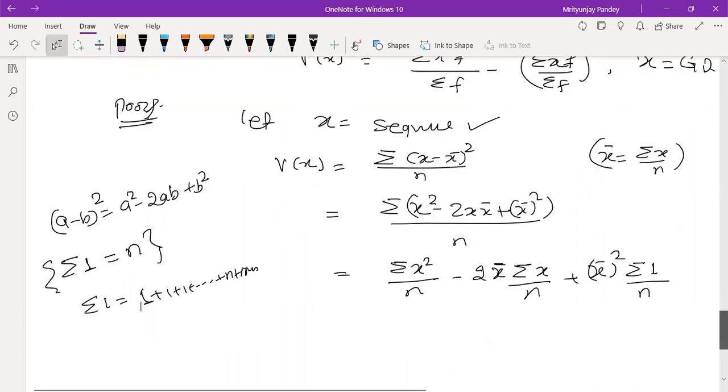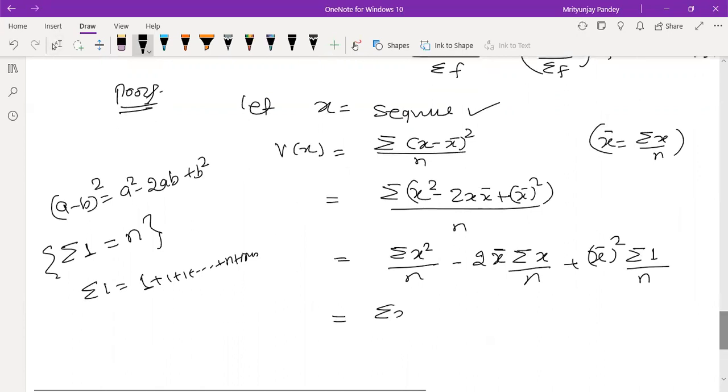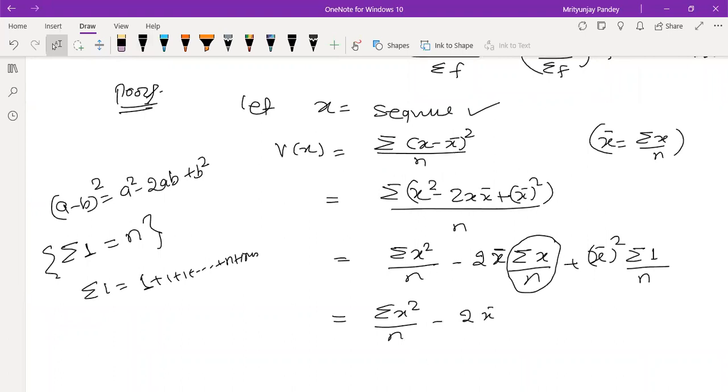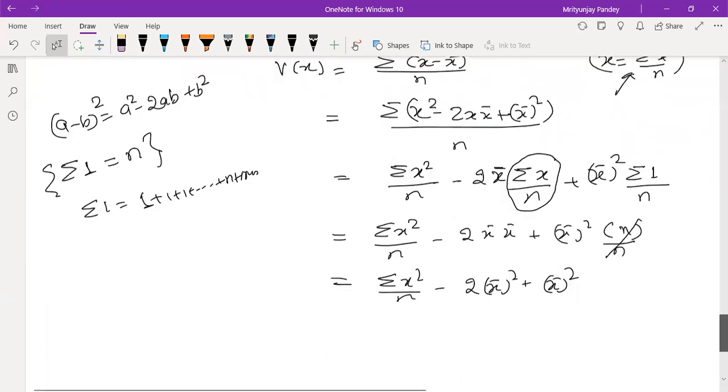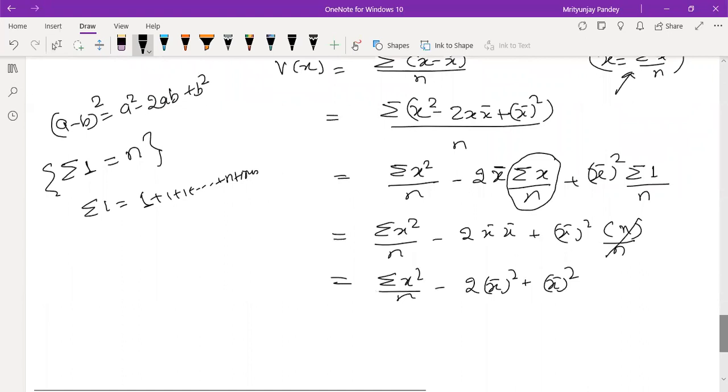In the next line you can write x square upon n minus 2x bar, and here you can see that this is once again the formula of x bar. So this is x bar the whole square, and summation of 1 is n divided by n, and they cancel. So next line, x square upon n, minus 2 x bar the whole square, plus x bar the whole square. Here 2 x bar whole square is with minus and x bar the whole square is with plus, so these two simplify. Finally x bar the whole square will remain.